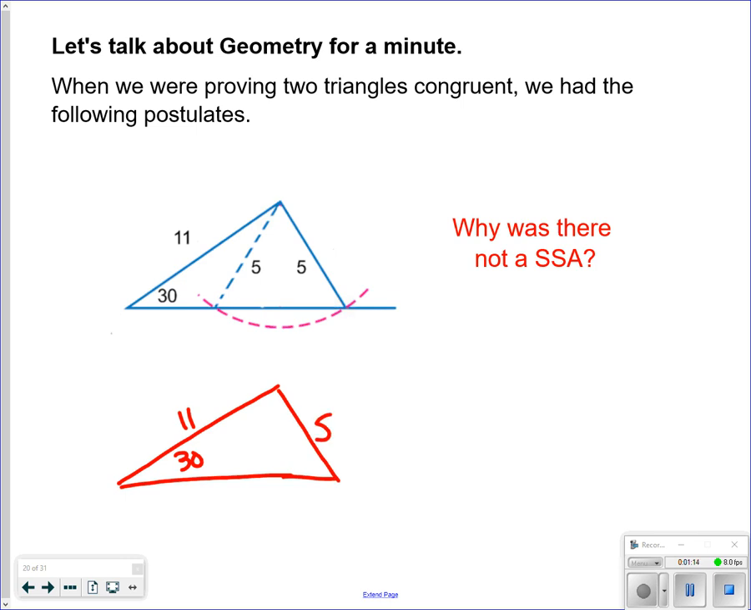I can make another triangle with the exact same situation. This side's 11, this side's 30, and this side is 5. Notice when you look at those two pictures, they are not congruent. They are not the same. So I refer to that as a hinge situation. If you are ever given an acute angle, and the side opposite is smaller than the adjacent side, that is when this situation occurs.